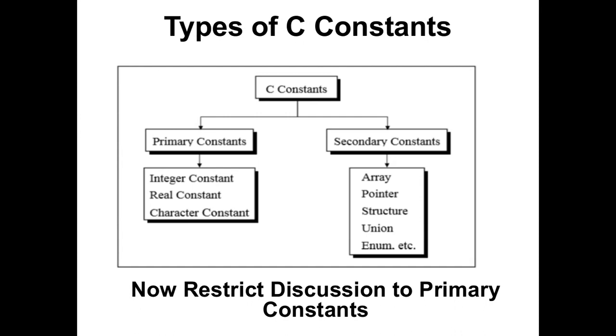And when you look at the types of C constants, you can see that primary constants and secondary constants are there. Primary constants are integer constants, okay. Integer constants means I can say like 5, 10, those are integer constants. Real constants means 5.2, 5.3, they are real constants. And character constants: we represent a character constant in C by using single quotes. When I use single quotes and put a character inside, then it becomes a character constant, right. Secondary constants can be arrays, pointers, structures, unions, enum, etc. Now we will restrict our discussion only to primary constants.